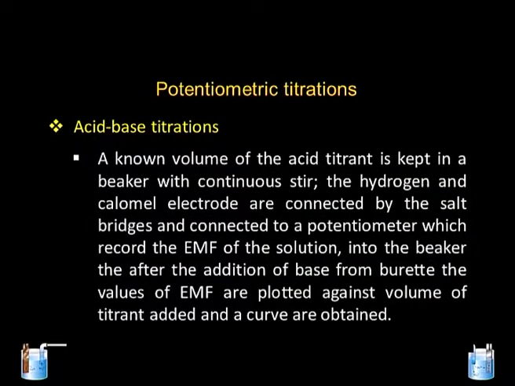Now, for titration, a known volume of the acid titrant is kept in a beaker and it is continuously stirred. The hydrogen and calomel electrodes are connected by salt bridges and connected to a potentiometer, which records the change in the EMF of the solution in the beaker after the addition of base from the burette. The values of EMF are then plotted against the volume of titrant added and the curves are obtained.